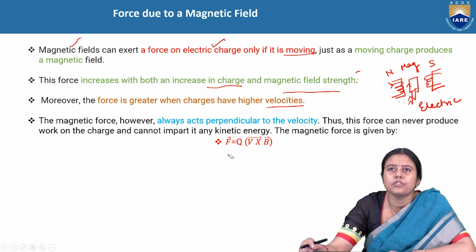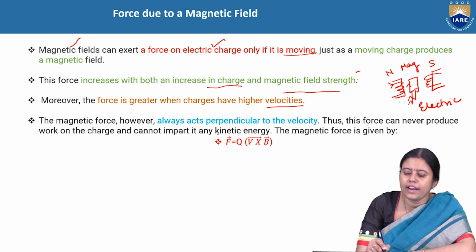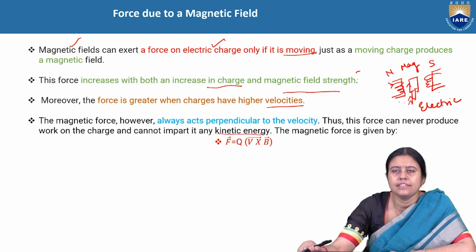The magnetic force, however, acts perpendicular to the velocity. This force can never do work on the charge and cannot impart any kinetic energy. So the force can be defined as F is equal to Q V cross B.